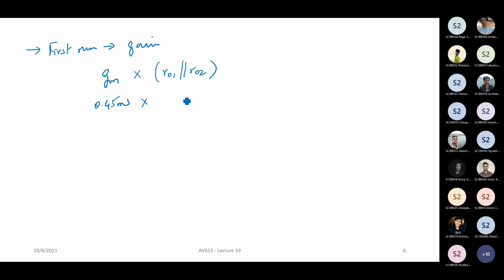Now, your R01 parallel to R02 value might be very low. Which is why, when you are designing an amplifier, always run a DC simulation. Do a DC operating point. Please don't simply run some sweeps. By merely running sweeps, you will not learn anything. First try to understand what is happening in the circuit.